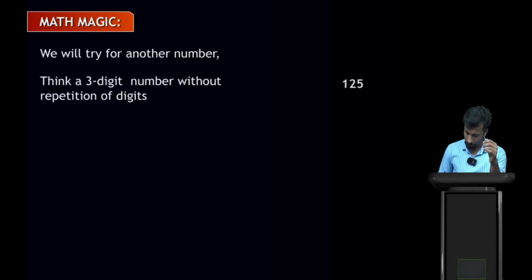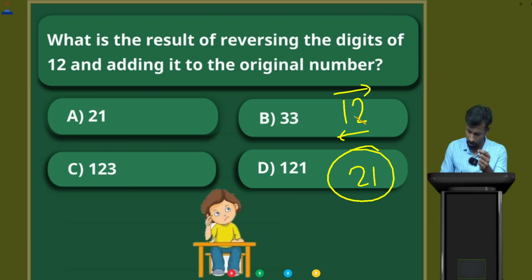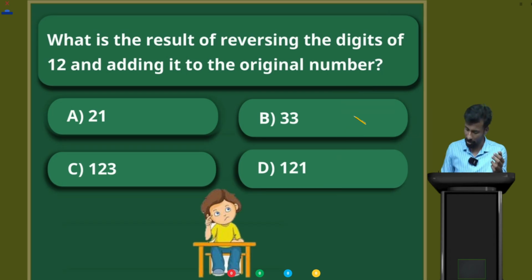Now I am giving you a question. What is the result of reversing the digits of 12 and adding it to the original number? Understand the language of the question. Reversing the digits of 12 means, just reverse it, so it will be 21. And adding it to the original number. What is the original number? 12. Just add it.